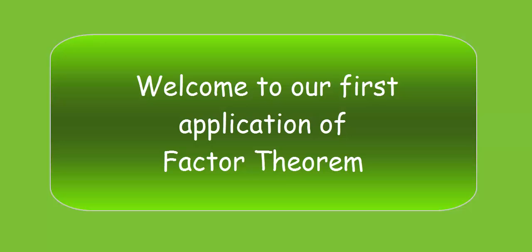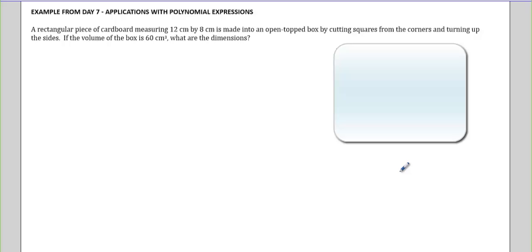Welcome to our first application of the factor theorem. In our example, we have a rectangular piece of cardboard measuring 12 centimeters by 8 centimeters made into an open-topped box. So the length is 12, the width is 8, and we have an open-topped box by cutting squares from the corners and turning up the sides.